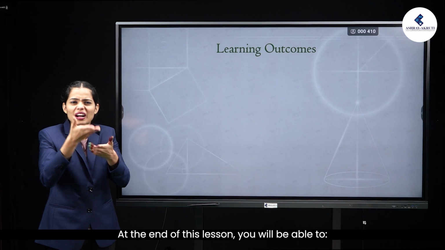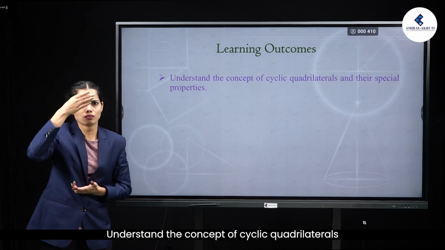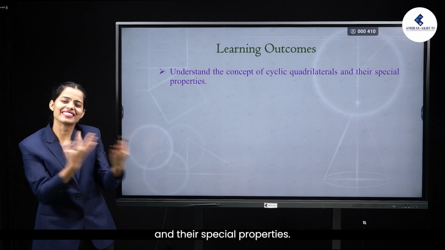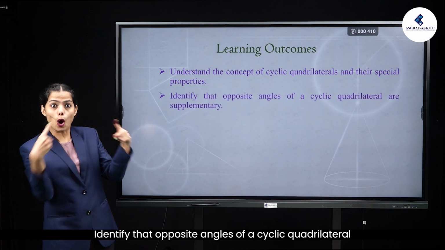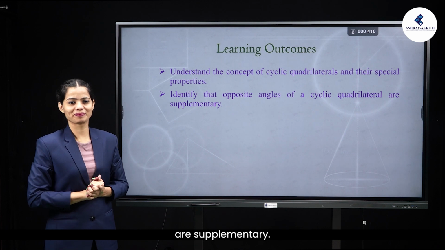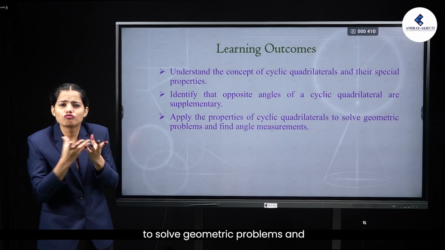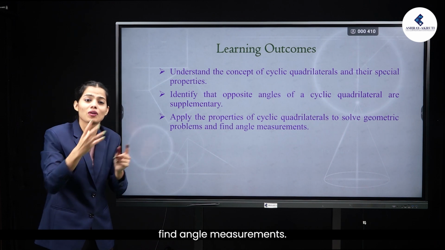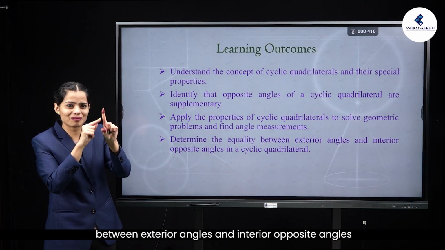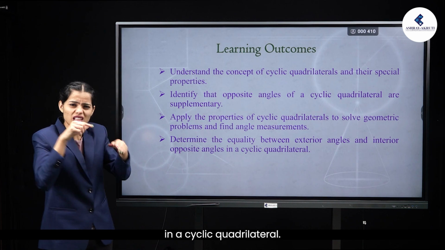Learning outcomes. At the end of this lesson, you will be able to understand the concept of cyclic quadrilaterals and their special properties. Identify that opposite angles of a cyclic quadrilateral are supplementary. Apply the properties of cyclic quadrilaterals to solve geometric problems and find angle measurements. Determine the equality between exterior angles and interior opposite angles in a cyclic quadrilateral.